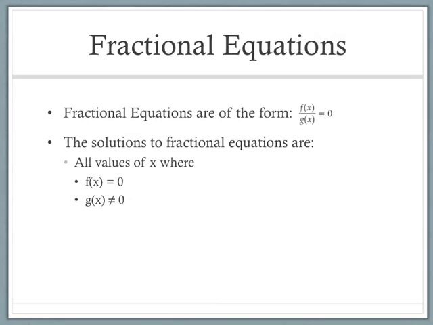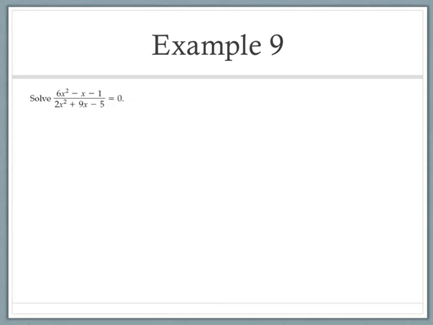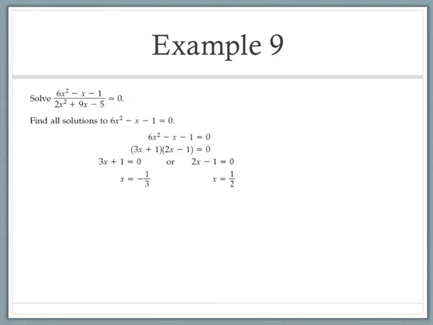Let's take a look at example 9. We have 6x squared minus x minus 1 all over 2x squared plus 9x minus 5 equals 0. So I'm going to start off with the numerator, and I'm going to set that equal to 0 and solve. So we have 6x squared minus x minus 1 equals 0. Now I'm going to factor this. You can do this by splitting the middle. This ends up being 3x plus 1 times 2x minus 1 equals 0. And solving that, we get x is equal to -1/3, and x is equal to +1/2.